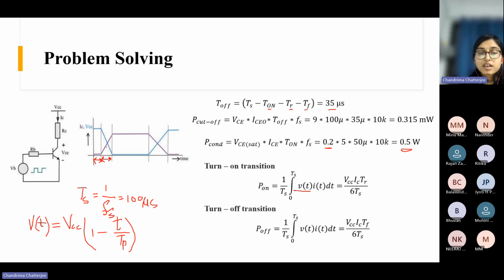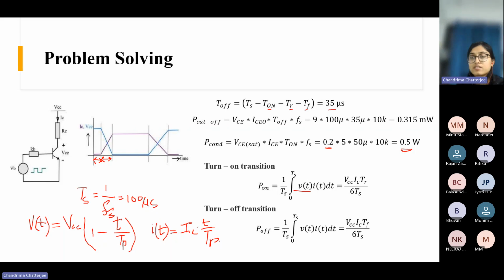Similarly, we can also obtain the current equation. The current is rising linearly, so i(t) would be IC times t by TR, right? This is okay for all of you?